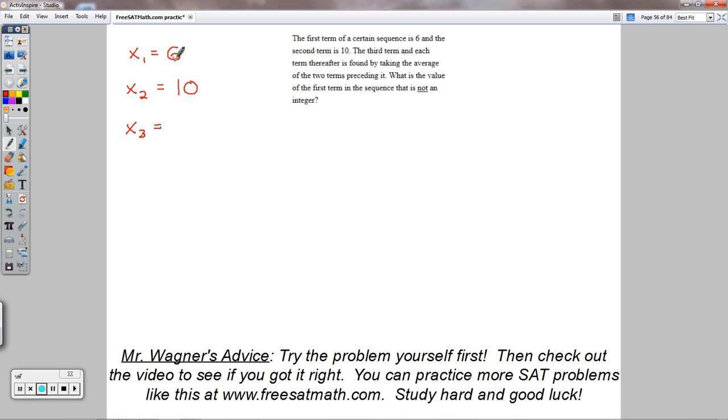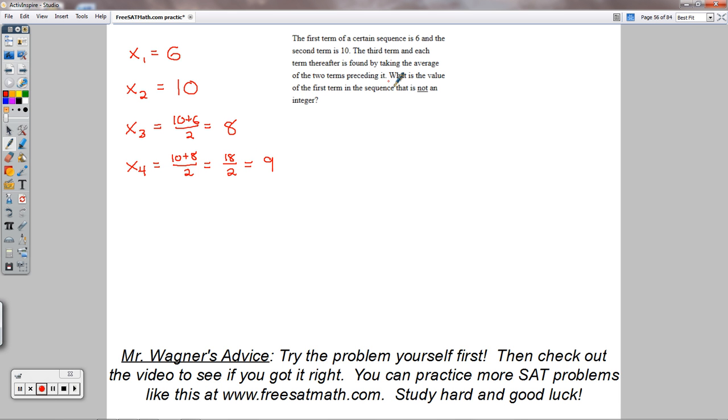Well, it would be 10 plus 6, which is 16. Dividing that by 2 gets you 8. So let's keep that idea going. Again, the next term is the average of the two terms preceding it. So this one is going to be 10 plus 8 divided by 2. That's 18 divided by 2, which is 9.